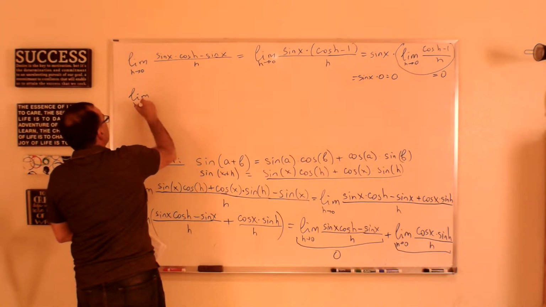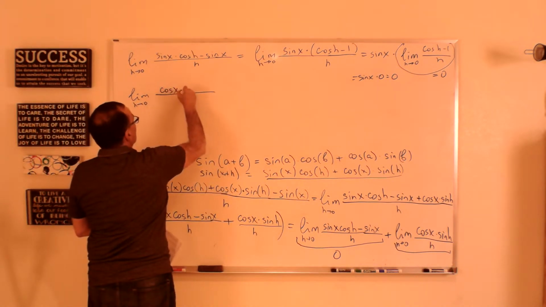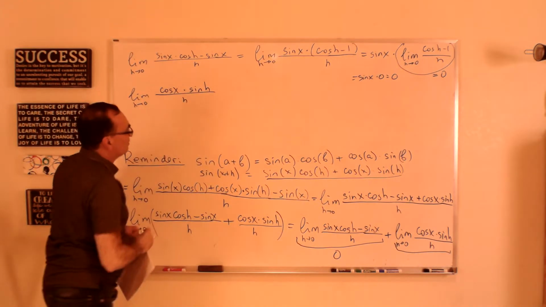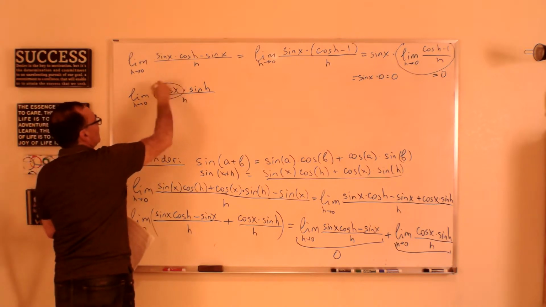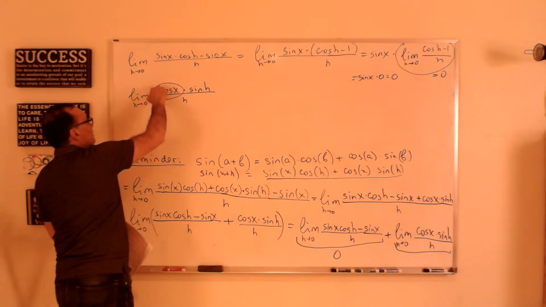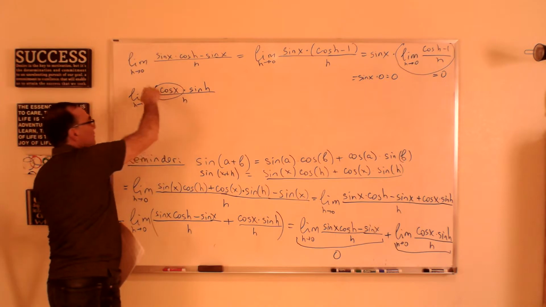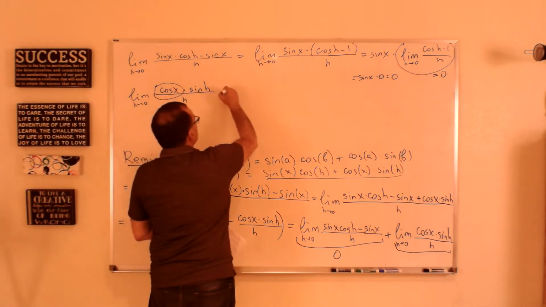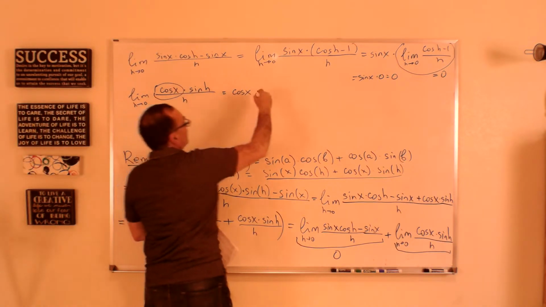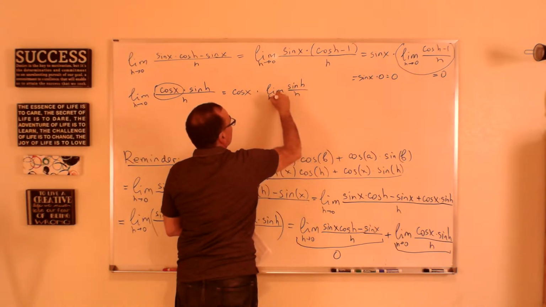And now the second limit, as h approaches 0, cosine x times sine h over h. Again, it can be split into two limits, the limit of cosine x and the limit of the rest of the expression. Since cosine x does not have h in it, it is considered a constant while we calculate this limit. So the limit of that constant is the same constant, so it will be cosine x times, and we still need to calculate the limit of sine h over h as h approaches 0.